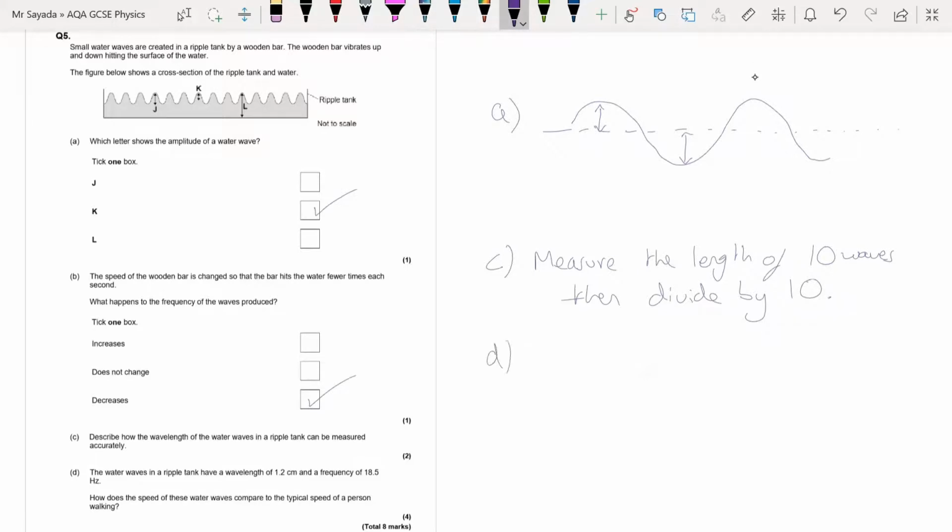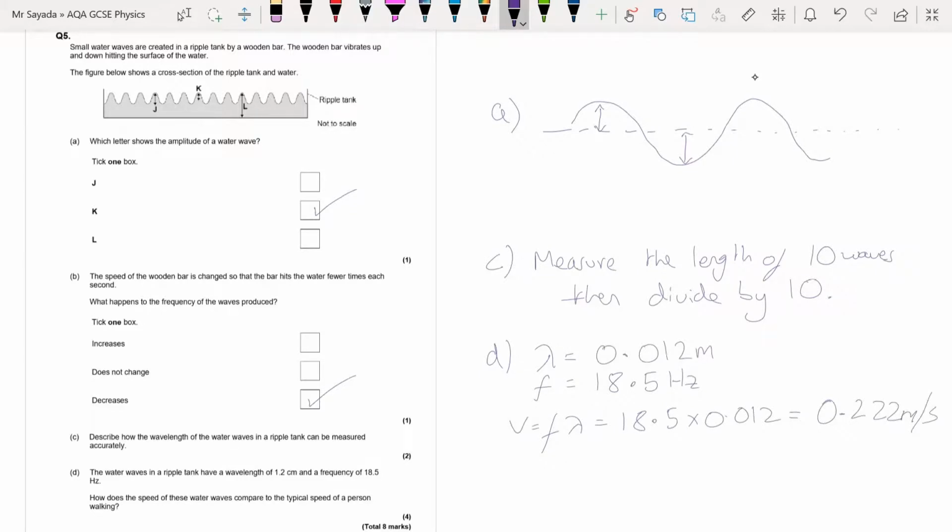Finally, how does the speed of these water waves compare to a typical speed of a person walking? The first thing we need to do is work out the speed of these waves. Before we can do that, we have to change the wavelength to meters. So 1.2 centimeters is 0.012 meters. I divided by 100. The frequency is 18.5 hertz, so I don't need to do anything to that. Then speed is frequency times wavelength, 18.5 times 0.012, which is 0.222 meters per second.